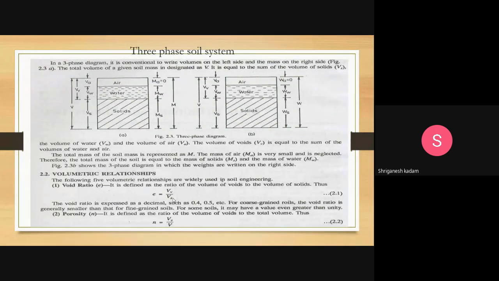Next definition we will study, that is porosity. So what is porosity? Notation is small n, हे त्याचं notation आहे. So it is the ratio of volume of void divided by total volume.